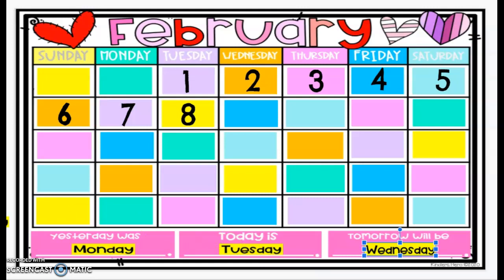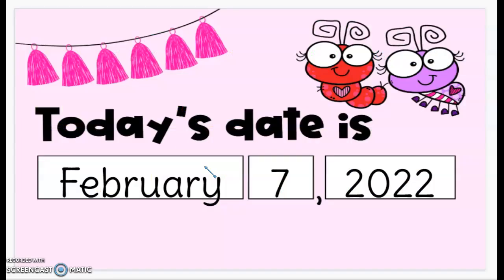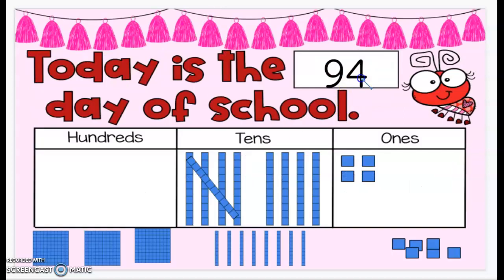That's right. Good job. So if someone says, what's today's date? You'll say, today's date is February 8th, 2022. And yesterday was 94 days of school. So it comes after 94, 95. Good job.